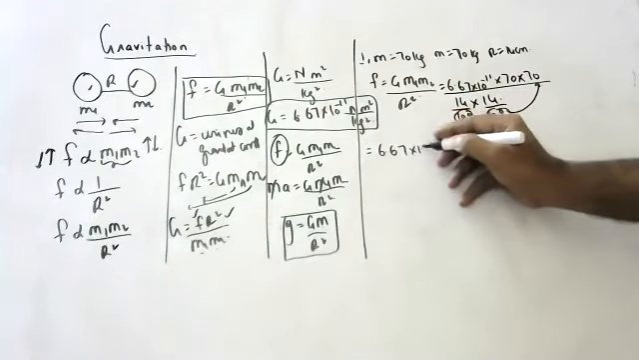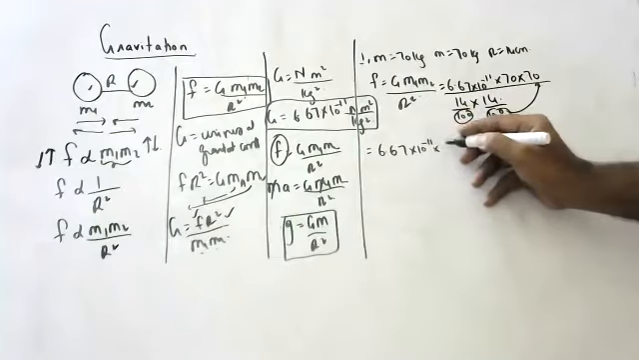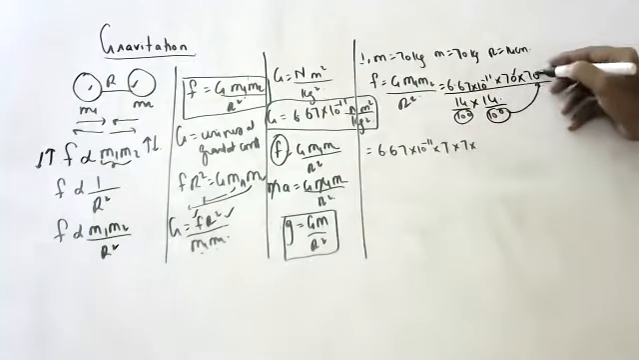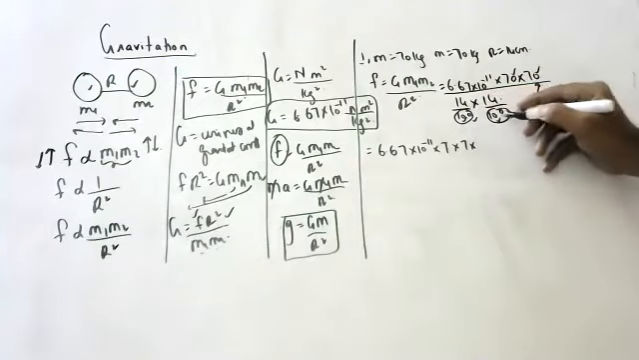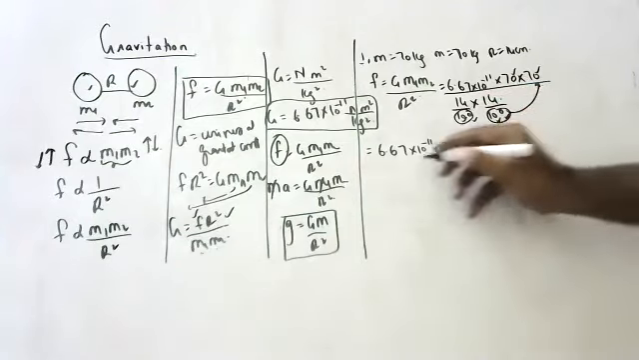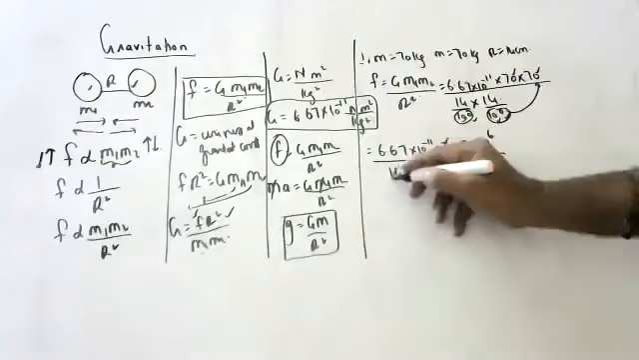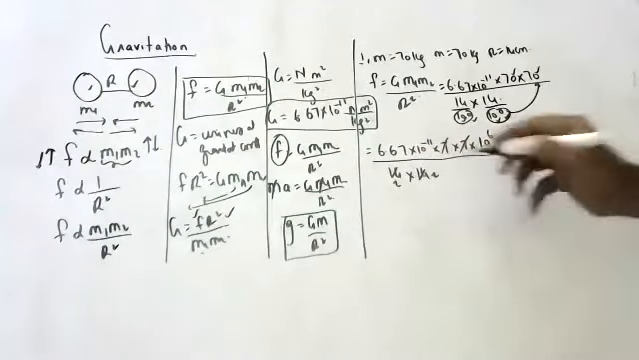6.67 into 10 to the power of minus 11 into 7 into 70. 7 into 1, 2, 3, 4, 5, 6. I will write as 10 to the power of 6. By 14 into 14. Yeah, 7 2s are 14.